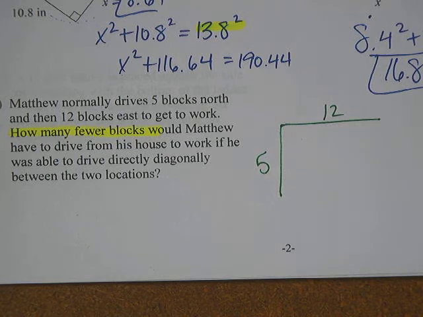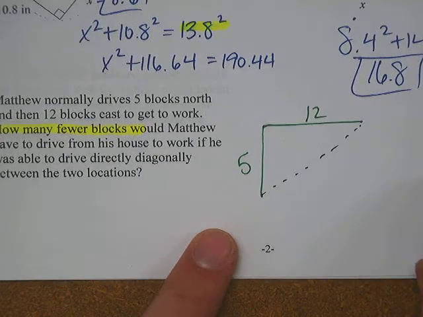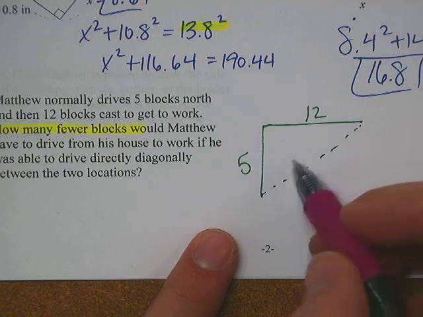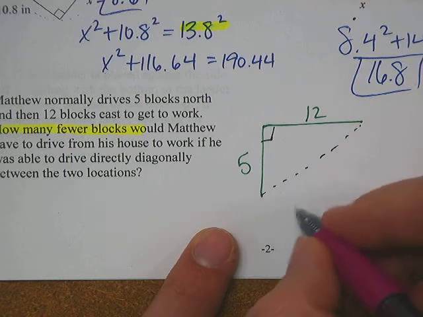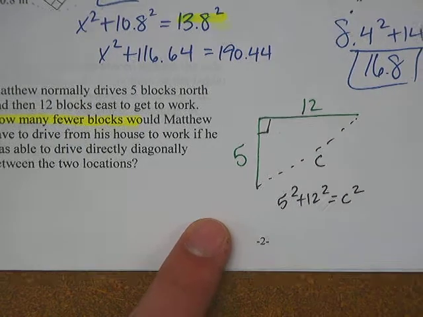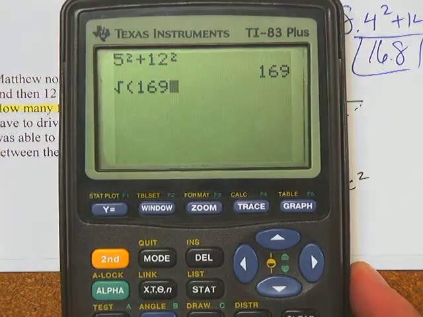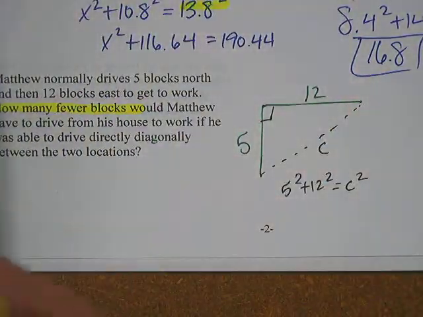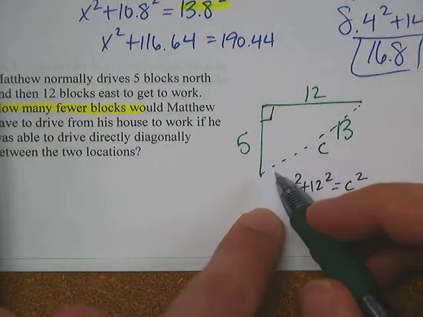Matthew normally drives 5 blocks north to work, and then 12 blocks east to get to work. Okay, how many fewer blocks? This is key. You need to read these questions carefully. How many fewer blocks would Matthew have to drive from his house to work if he was able to drive directly diagonally between the two distances? Well, let's find what that would be. Let's figure out if there was a direct distance, what would that distance be?